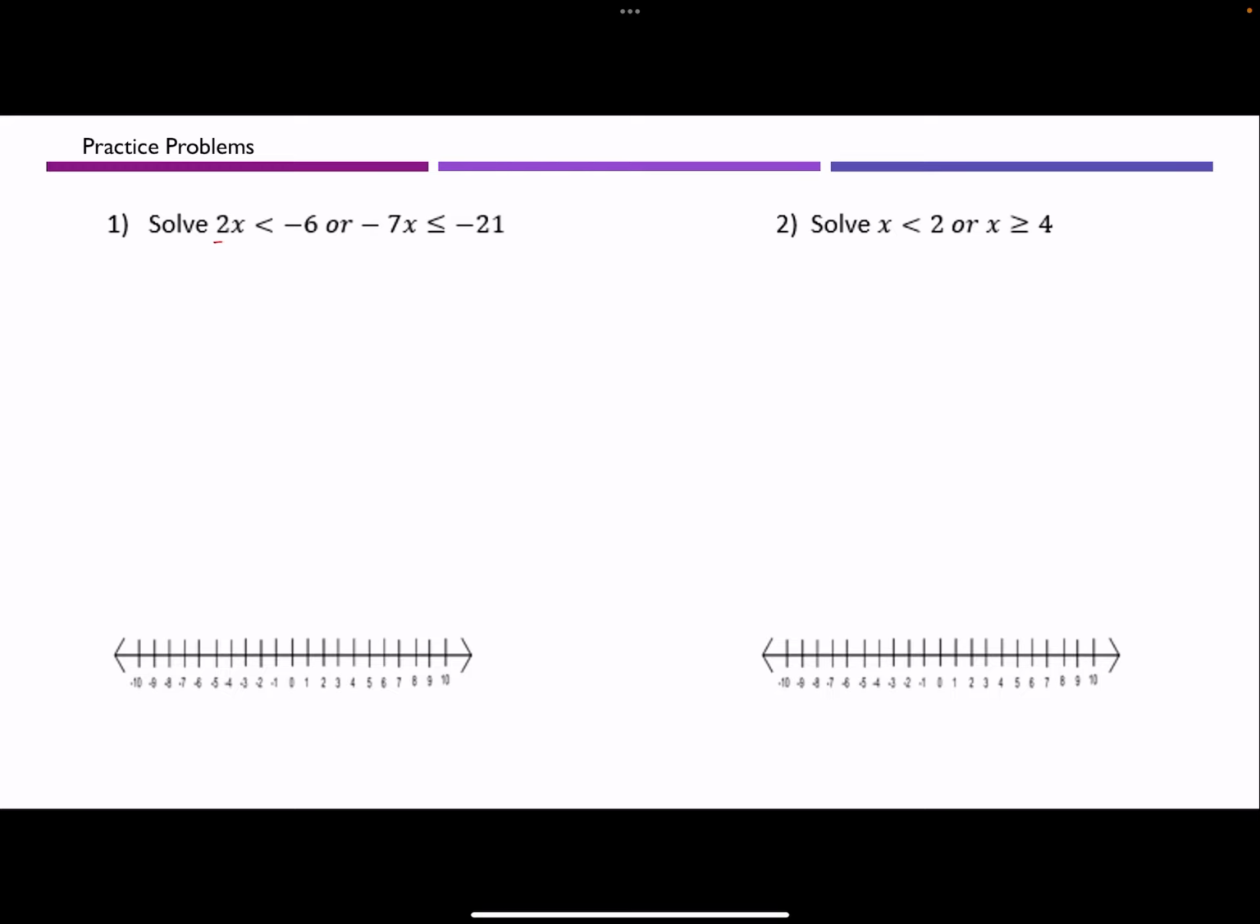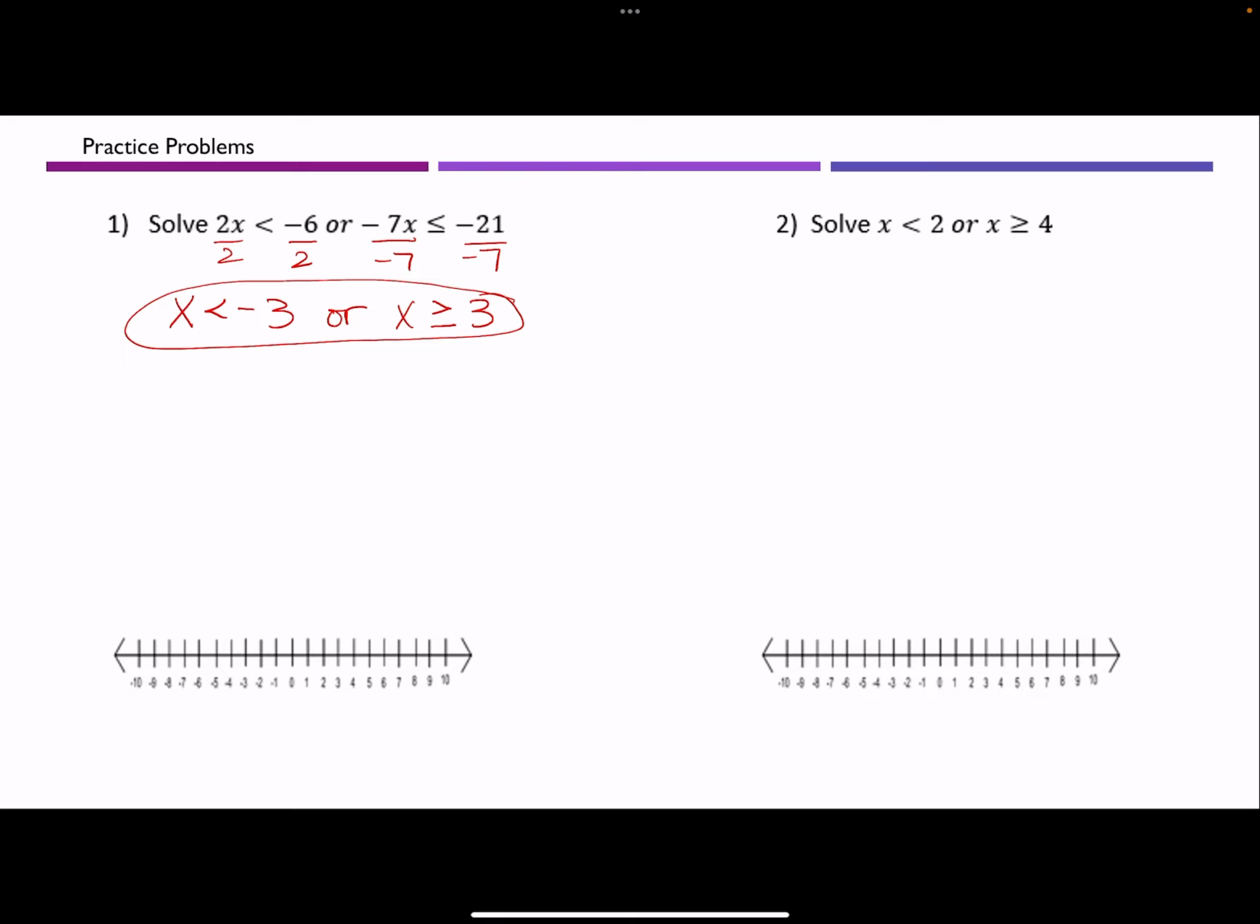So number 1, to solve for x, we're going to divide both sides by 2. So x is less than negative 3. And then over here, we're going to solve this inequality separately. So these are like 2 separate inequalities. We're going to divide by negative 7. So x is greater than or equal to positive 3. And I need that word "or" in the middle. So there's my solution algebraically.